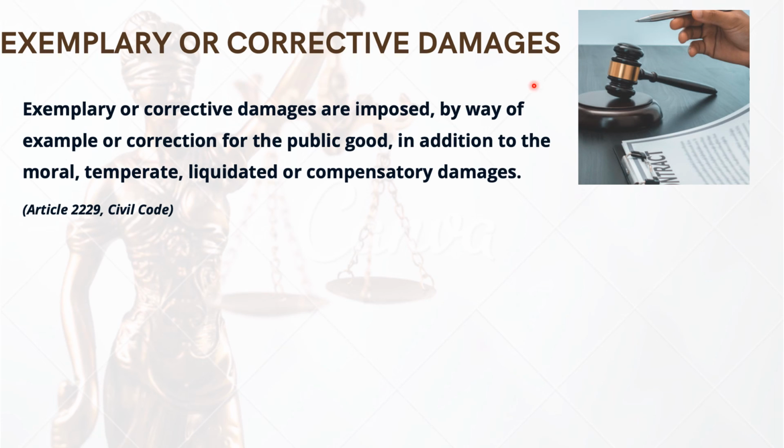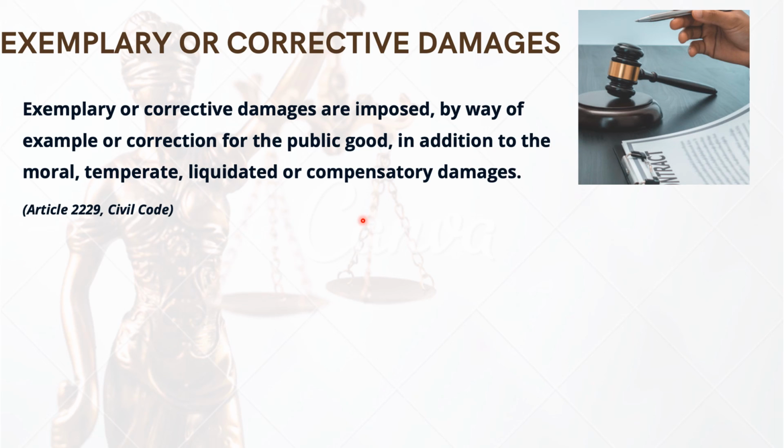Exemplary or corrective damages. So these are imposed by way of example or correction for the public good, in addition to the moral, temperate, liquidated, or compensatory damages. So take note of the word in addition. Unlike nominal damages mentioned earlier, which cannot coexist with actual or compensatory damages, exemplary or corrective damages is imposed in addition to either moral, temperate, liquidated, or compensatory damages.